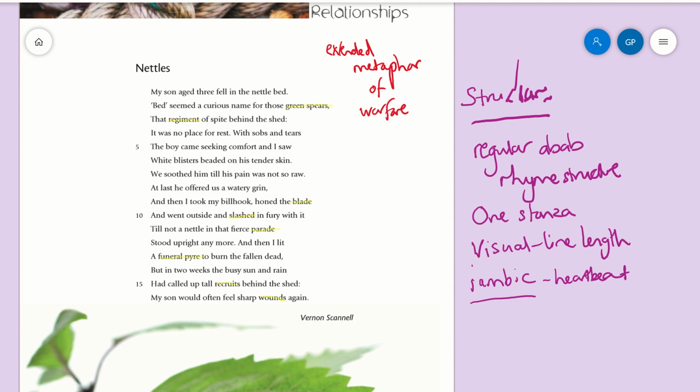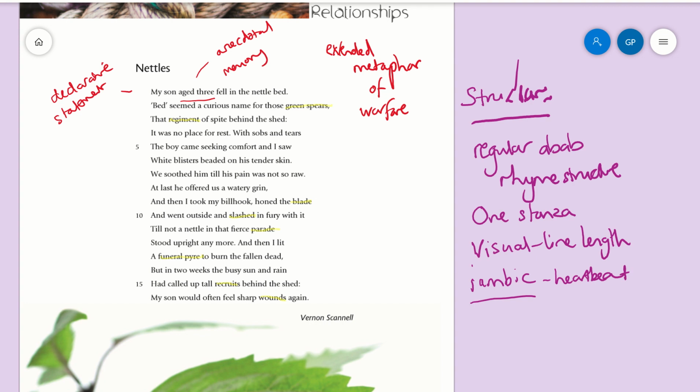Okay. My son, aged 3, fell in the nettle bed. That is quite a declarative statement there, just a statement of fact. But it does immediately evoke our sympathy because of the age of the son, I guess, and it makes this poem, I guess, anecdotal. He's telling a little story, and a memory, very much like it's looking back on something, like, say, Neutral Tones is as well.